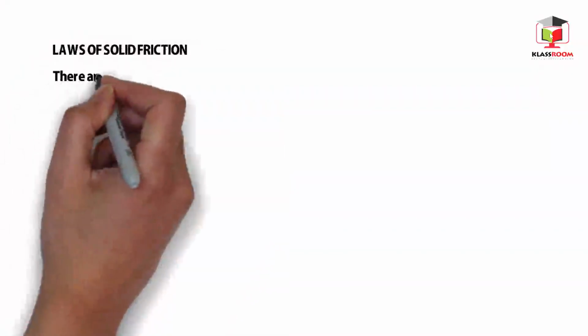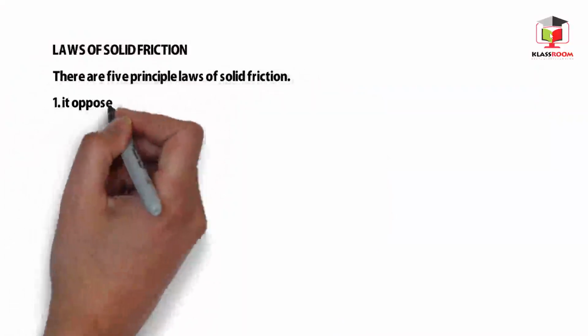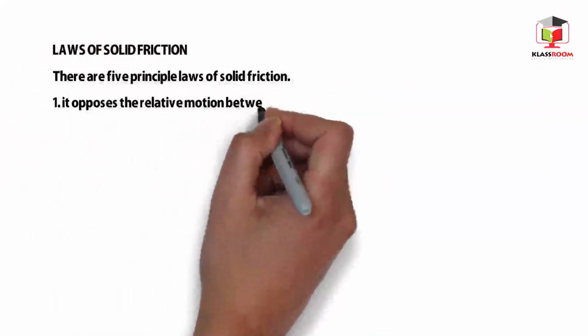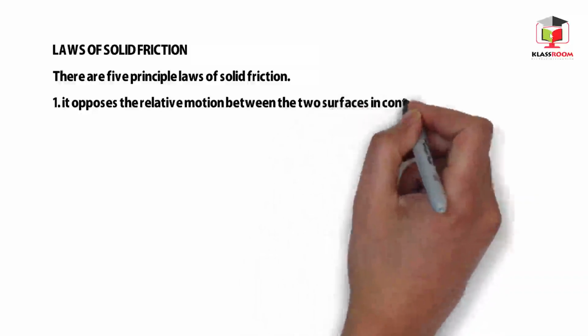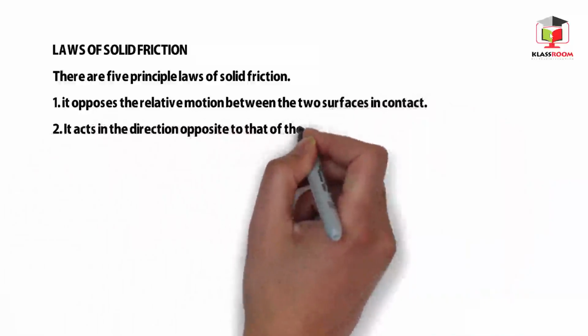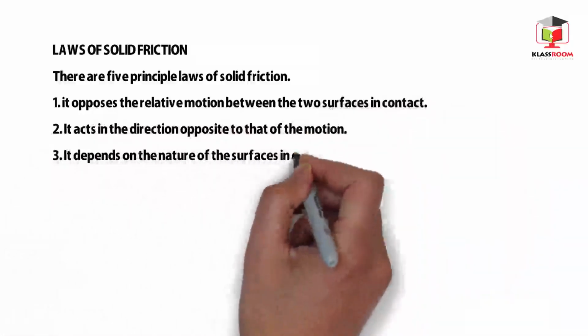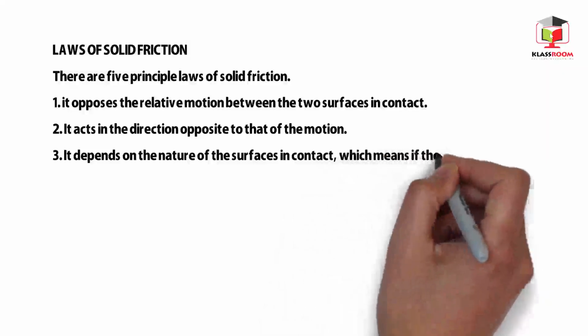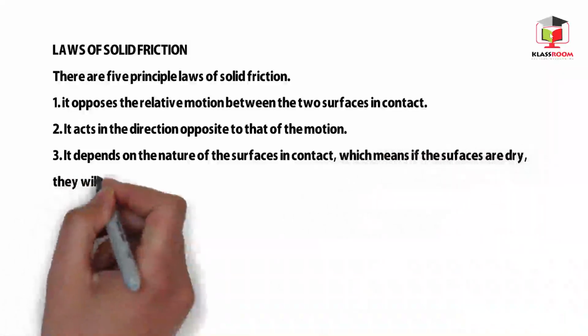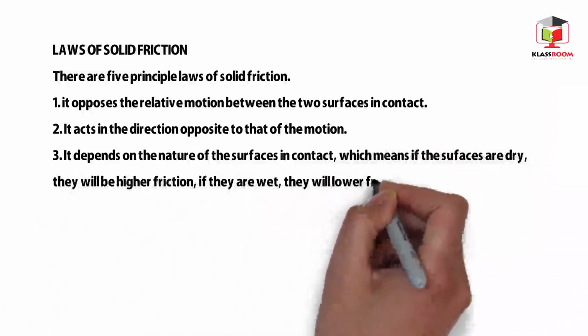Laws of solid friction. There are 5 principal laws of solid friction. Number 1, it opposes the relative motion between the two surfaces in contact. 2, it acts in a direction opposite to that of the motion. 3, it depends on the nature of the surfaces in contact, which means if the surfaces are dry, there will be higher friction. If they are wet, there will be lower friction.